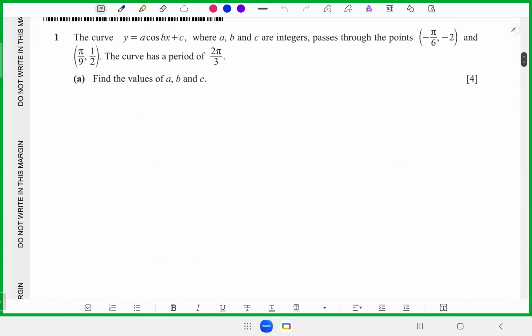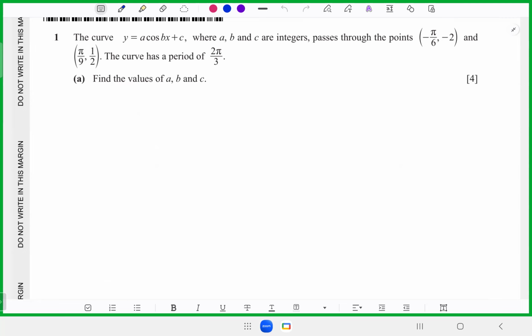Question 1. The curve y equals a cos bx plus c, where a, b, and c are integers, passes through the points (negative pi over 6, negative 2) and (pi over 9, 1 over 2). The curve has a period of 2 over 3 pi. Find the values of a, b, and c.